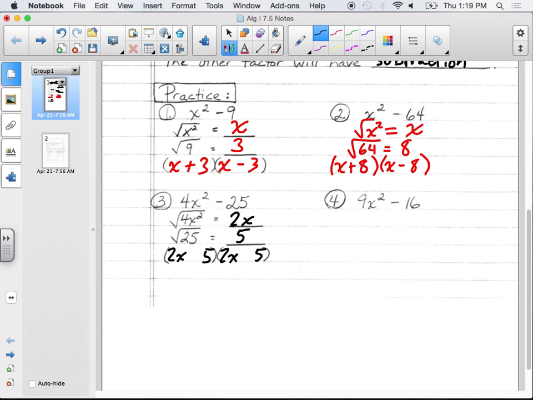Yes, Carly? How would you check that? If you had to check it, you could just FOIL this out or rectangle method it. If you get what you started with, then you're good. Do we have to do check on this too? Yes, Blaine? Just multiply them. Yep, you can just multiply them together, and if you get the same thing that we started with, then you know you're good.